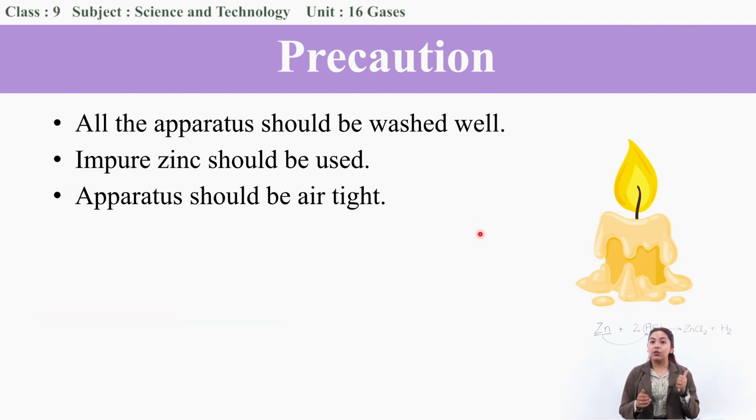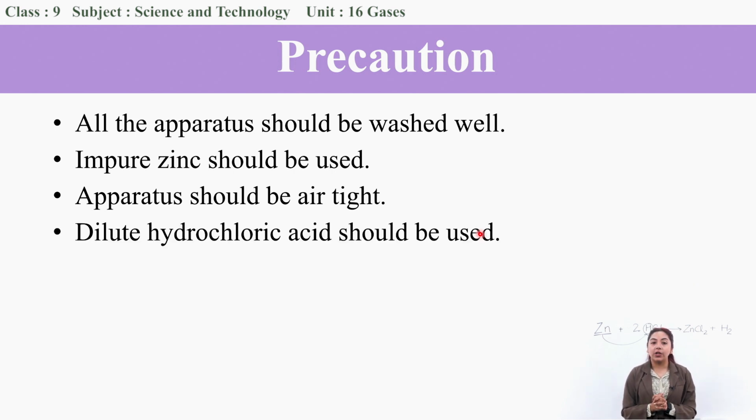And since you saw that I was using candle wax to seal all the crevices present in the wolf's bottle, why did I do that? So that no hydrogen gas that we prepared would escape from it, so that the apparatus will be airtight. So the third precaution is the apparatus should be airtight.